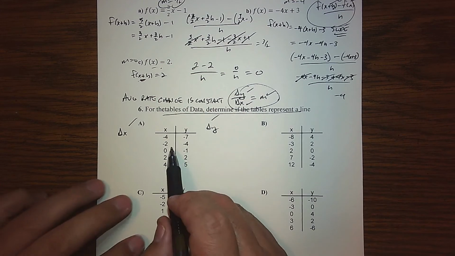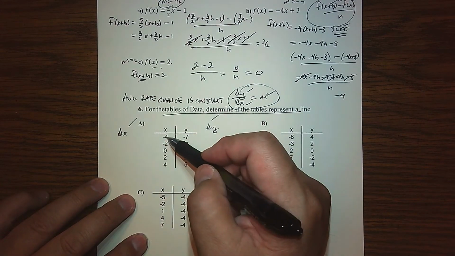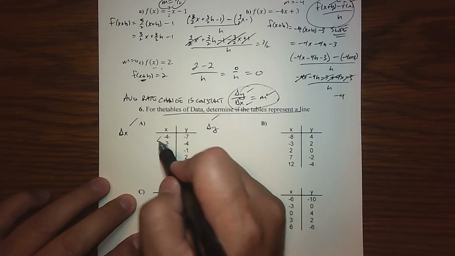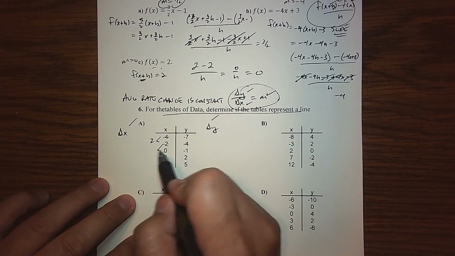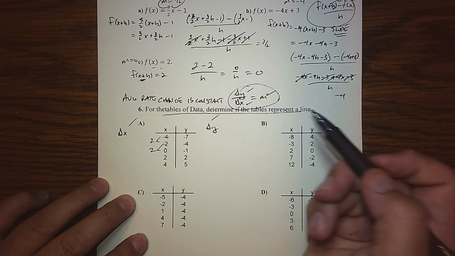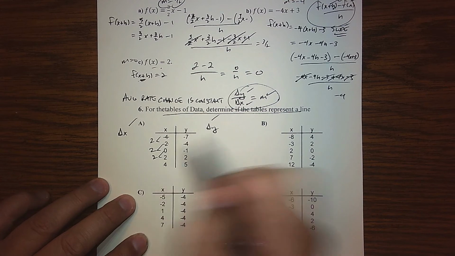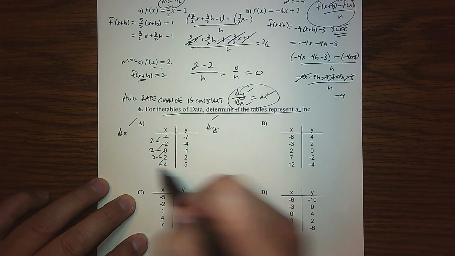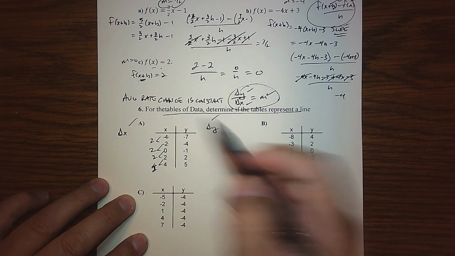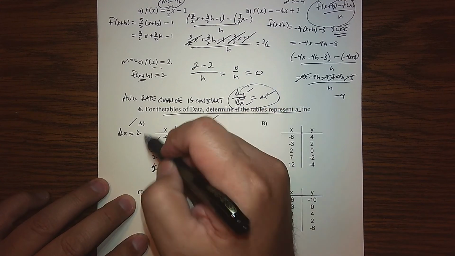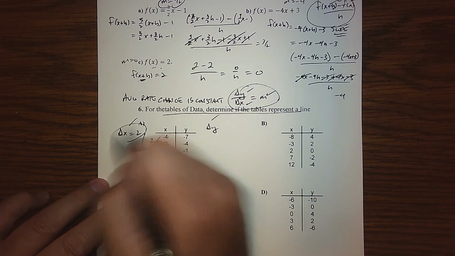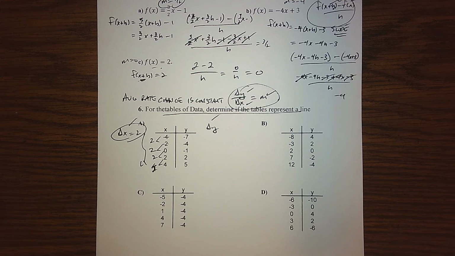So in this case, if we look up, right, we're going from -4 to -2, so that's a step of 2. From -2 to 0, that's another step of 2. From 0 to 2, that's another step of 2. And from 2 to 4, that's another step of 2. So it looks like as we run through the x data, the change in x is constantly equal to 2.